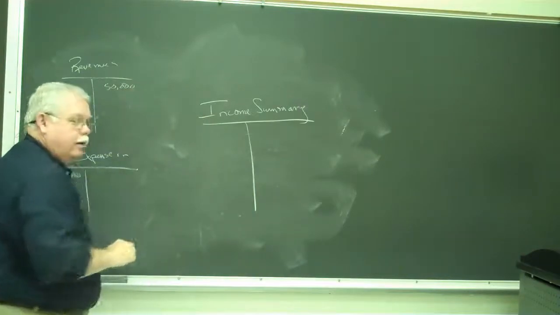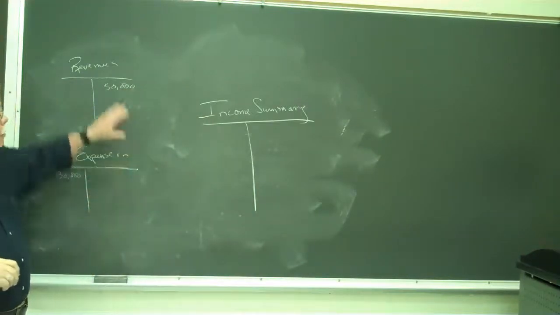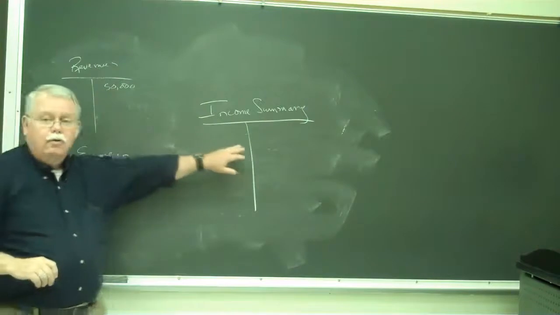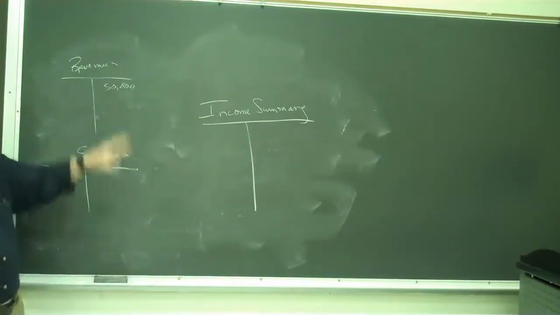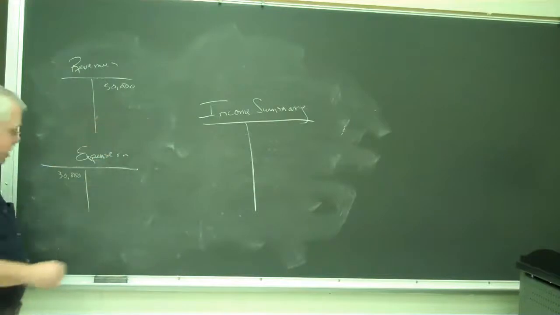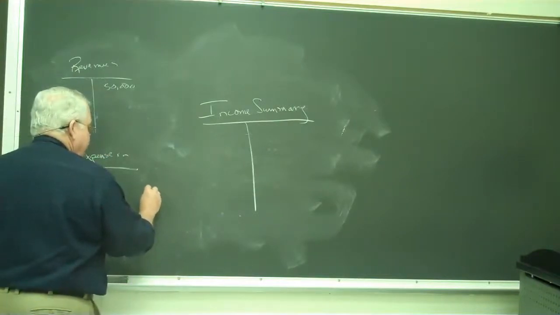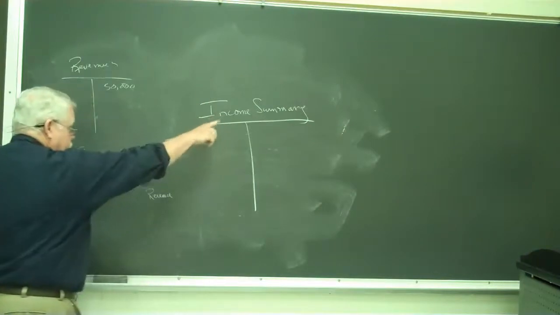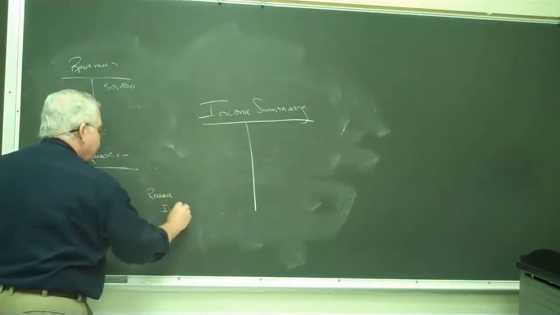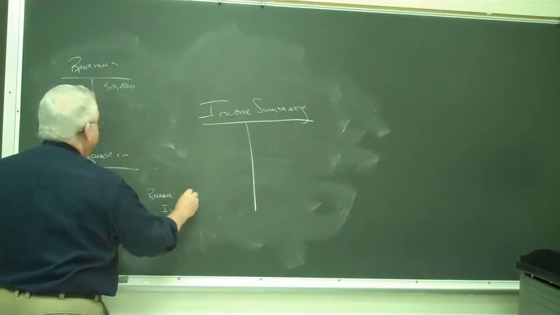How do I move this amount from here over to here? What's the journal entry? I want to zero this out. Debit revenue and credit income summary, for all of my revenues, $50,000.